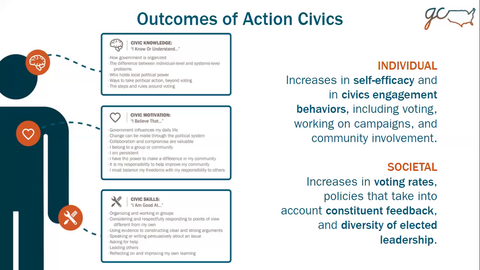It could be something around helping lead a group of students forward. Perhaps someone's developed some really good speaking and writing skills, being more persuasive in their arguments. Perhaps they become stronger collaborators. So there's key skills that we want to see them develop. And then you'll see that we're hoping to go beyond that. This is on a societal level, hoping that we not only increase voting rates, but that there's more constituent feedback, and diversity of elected leadership is our ultimate goal.